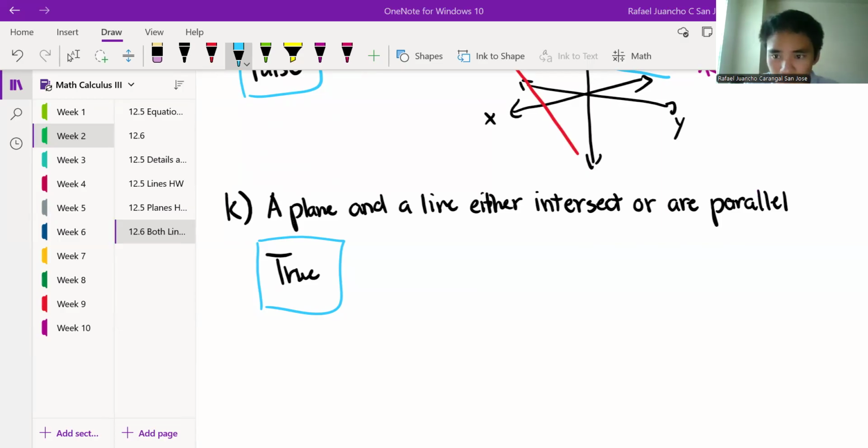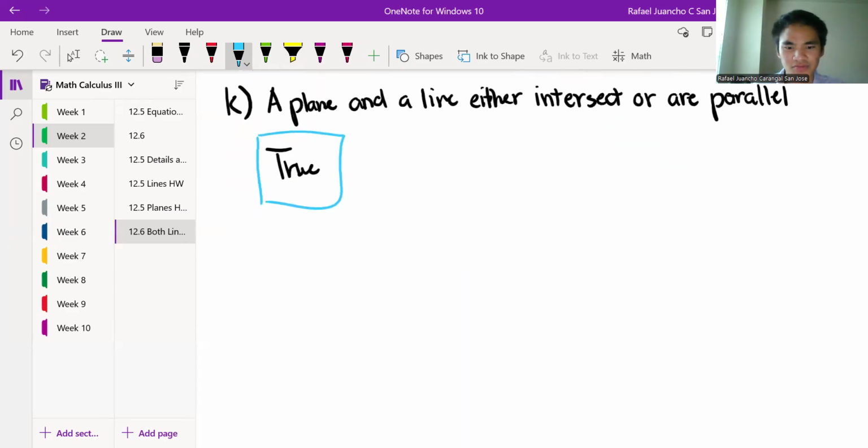Yeah, it's either the line and the plane intersect, or they're parallel. I can't think of one where there isn't a line. No, I'm kidding. But yeah, I can't think of one. Okay, so K is true.